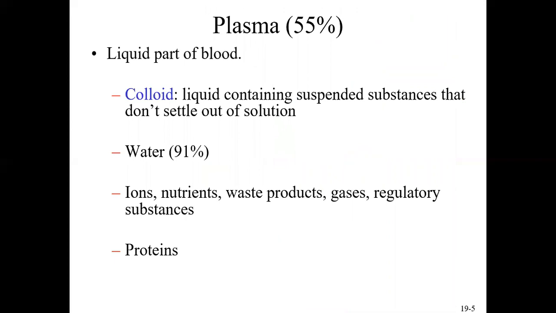So let's take a look at the blood plasma and see what's inside of it. First of all, a couple of things about the plasma. It is the liquid portion of the blood. It is basically a colloid. Now, that's a chemistry definition. It's basically a liquid that contains a suspension, and so it has things suspended in it, including these proteins.